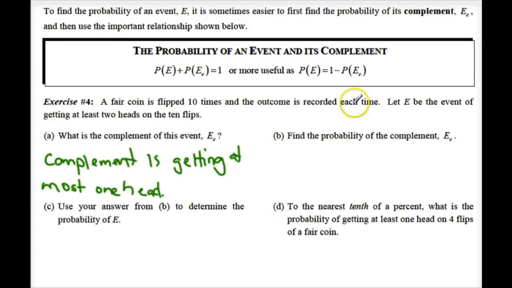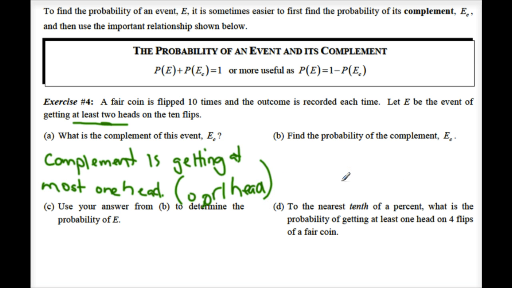Again, look at what it says. The event is getting at least 2. So at least 2 heads means 2, 3, 4, 5, 6, 7, 8, 9, or 10. The complement will be the reverse, the opposite, which is getting at most 1, which is getting 0 or 1 head when you're flipping those coins.